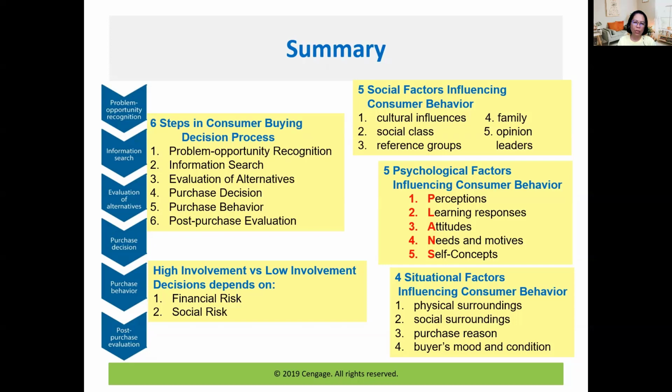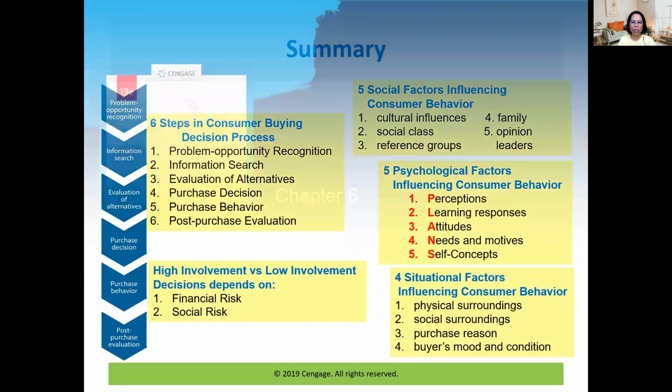We have also discussed the 5 psychological factors influencing consumer behavior, namely perceptions, learning responses, attitudes, needs and motives, and self-concept. Then finally, we talked about the 4 situational factors influencing consumer behavior, which are physical surroundings, social surroundings, purchase reason, and the buyer's mood and condition.